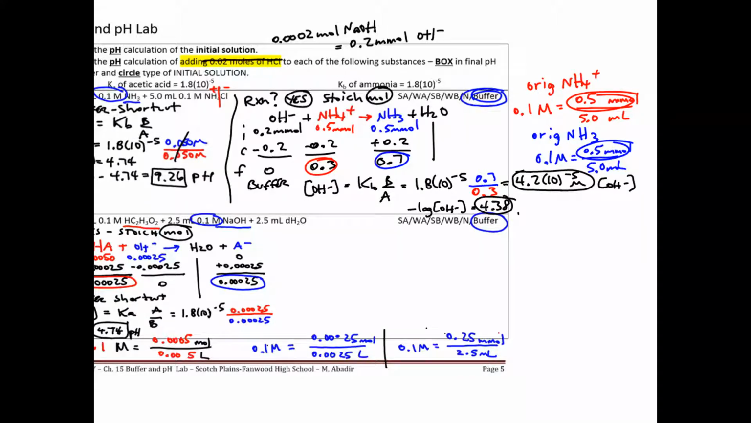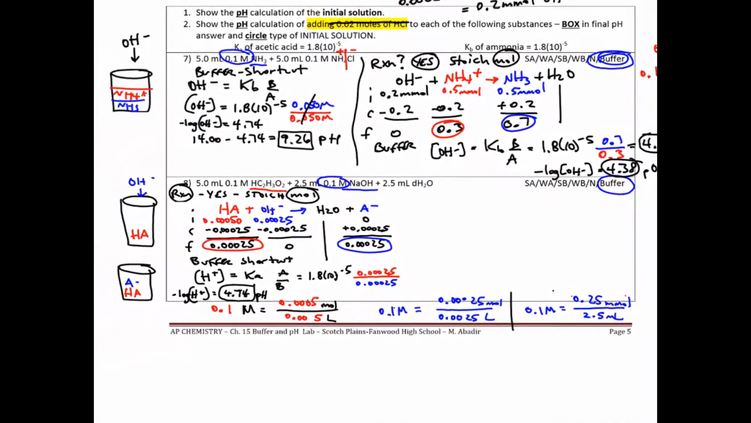But remember, that is the pOH. So 14 minus 4.38 is going to equal 9.62, which is the final pH, which is basic, which makes sense because this is a basic buffer. And if you want to take a look at the final drawing, you still have a buffer. You did not wreck your buffer. So you still have NH3, you still have NH4 plus, and the pH is pretty similar to what it used to be. Okay, we're going to move on to the second example on this page, which is number 8.